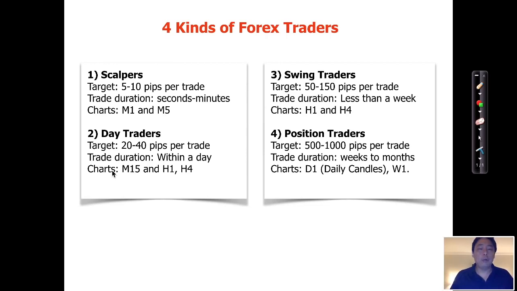And again, my usual target is 20 to 40 pips per trade, and I tend to trade on 15-minute candles. So each candle is a 15-minute time frame. So that is my personal style. So let me show you the charts and show you how this kind of looks like on the charts itself.